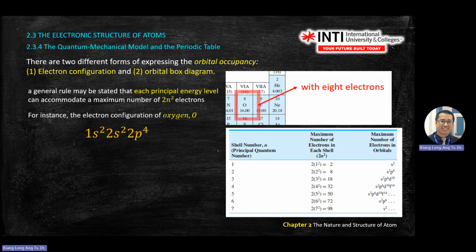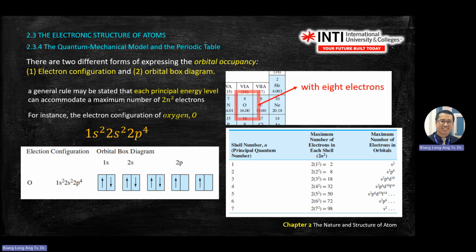Okay, here you can only park 2 cars. So you got 8 cars to park. Park this one, park this one, park the lowest one, S, then distribute. Okay, this is how you write 1s2, 2s2, 2p4. For electron configuration, this is the first presentation.